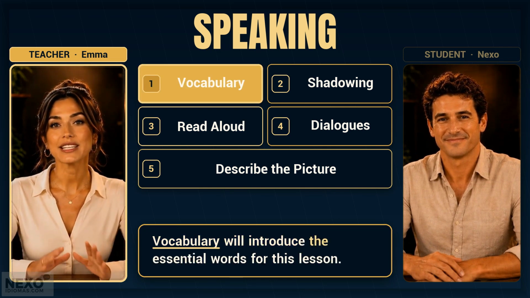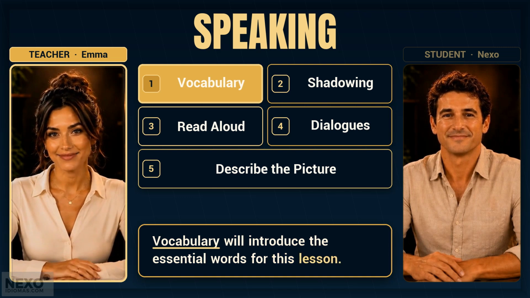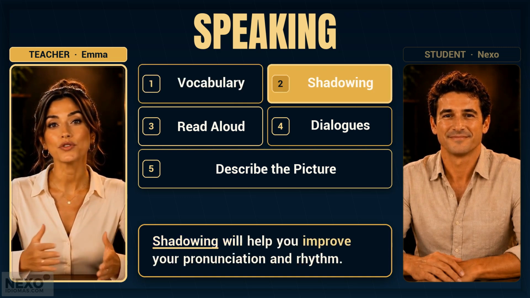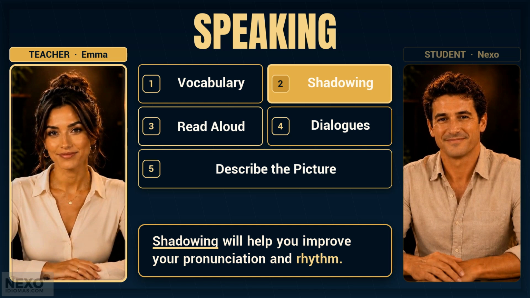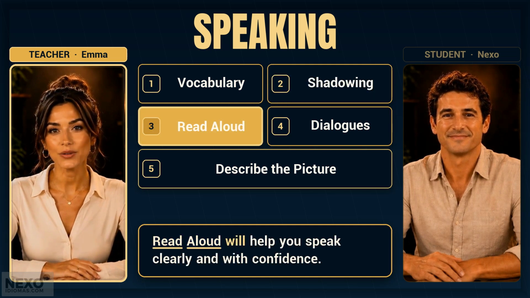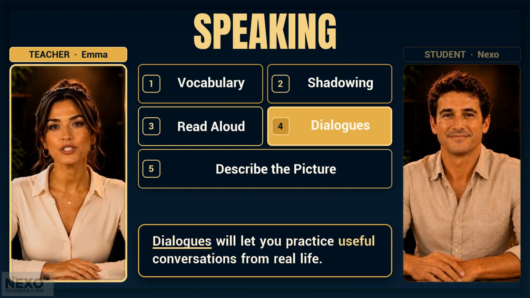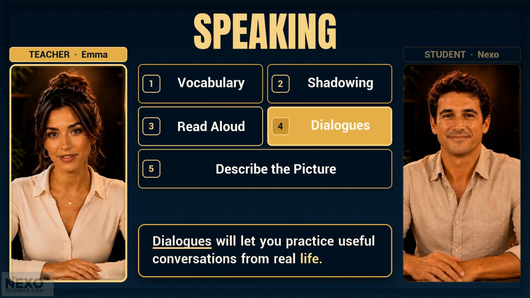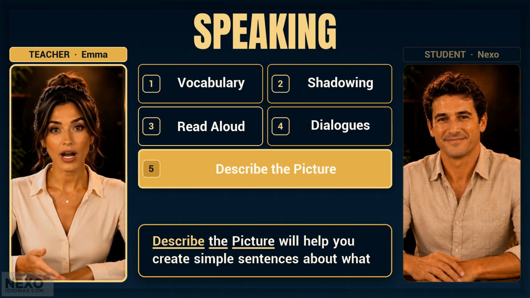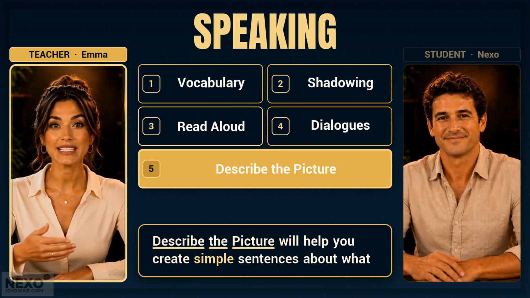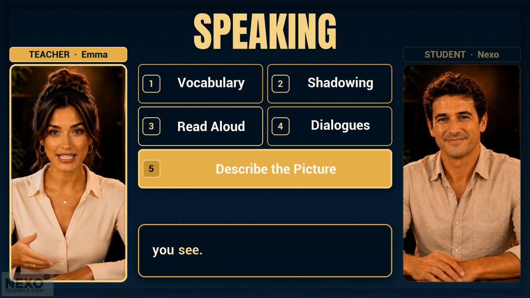Vocabulary will introduce the essential words for this lesson. Shadowing will help you improve your pronunciation and rhythm. Read aloud will help you speak clearly and with confidence. Dialogues will let you practice useful conversations from real life. Describe the picture will help you create simple sentences about what you see.